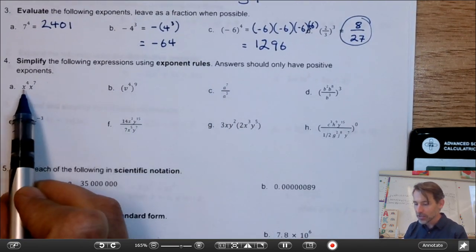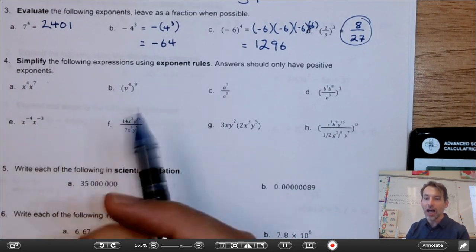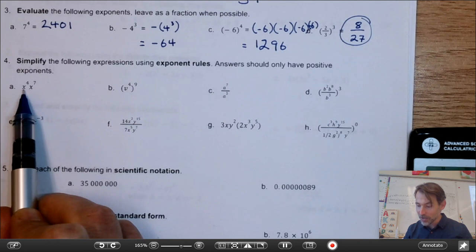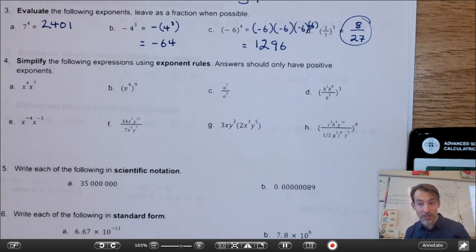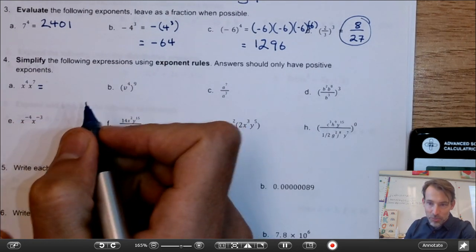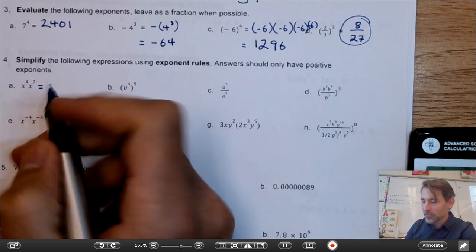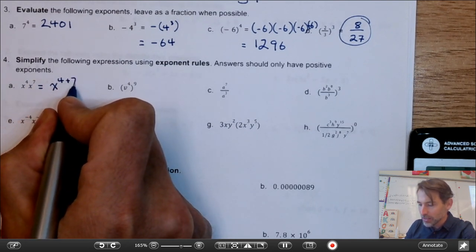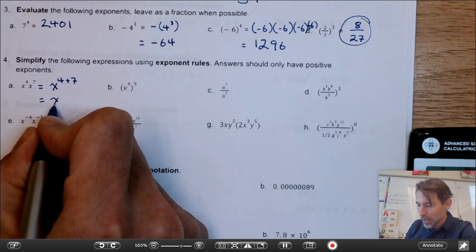All right, if I've got x to the 4 times x to the 7, I could write them both in expanded form. I'd have 4 copies of x multiplying here, 7 copies of x multiplying there, a total of 11 copies of x multiplying. Add the exponents. When multiplying powers of the same base, add the exponents. This is x to the 4 plus 7. This is equal to x to the 11.